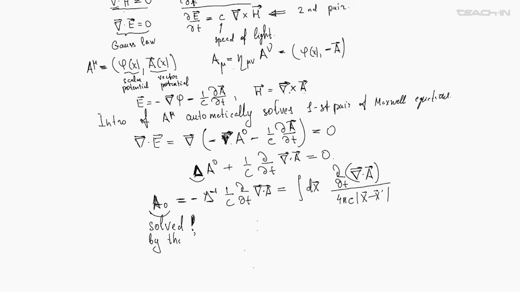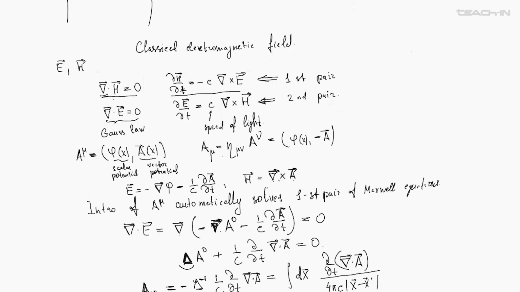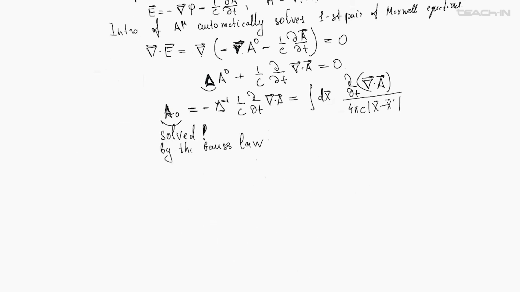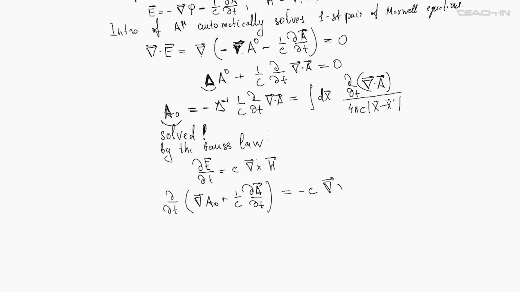And the last thing which we need to solve is this equation, dE over dt is c curl of H. So what does this equation give us? If you substitute there all our expressions, what will we get? We will get d over dt of gradient of A0 plus 1 over c dA over dt, and on the right-hand side we will get minus c curl of curl of A.